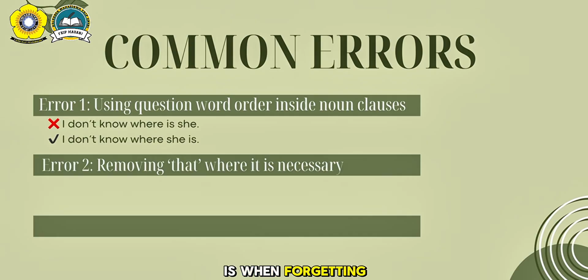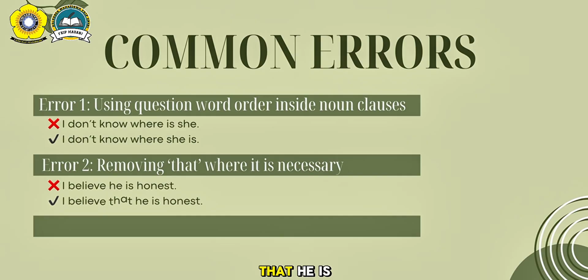The second error is forgetting the word that where it is needed. That is sometimes optional, especially in casual conversation, but many learners remove it even when the sentence becomes unclear or grammatically weak without it. So, if you say, I believe he is honest, even though it is understandable, it can sound informal or confusing in academic and professional contexts. So instead, we use, I believe that he is honest. We use that to make the connection between the main clause and the noun clause clear. So, if you want your English to sound polished and precise, don't remove it too often.